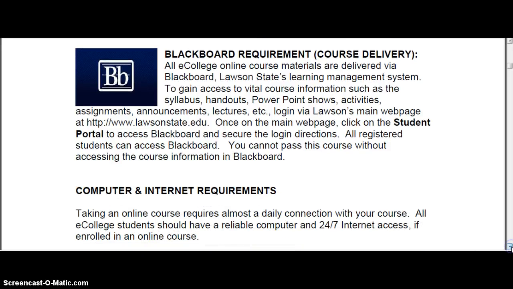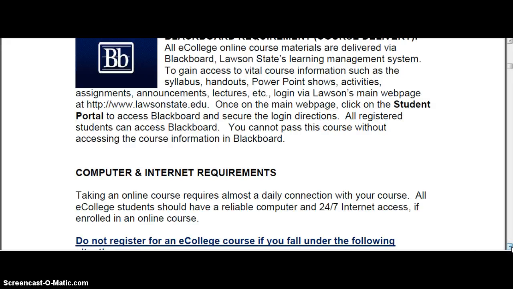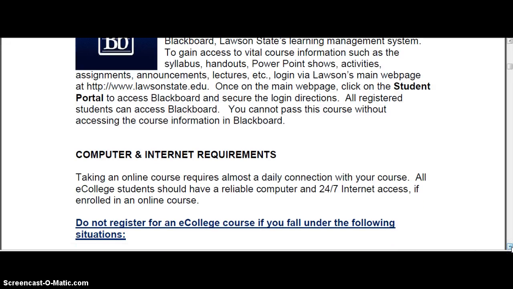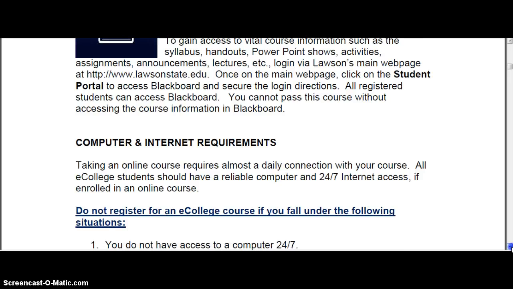Blackboard requirement. All eCollege online course materials are delivered via Blackboard, Lawson State's Learning Management System. To gain access to vital course information, log in to Lawson's main web page. Once on the main web page, click on the student portal to access Blackboard and secure the login directions.